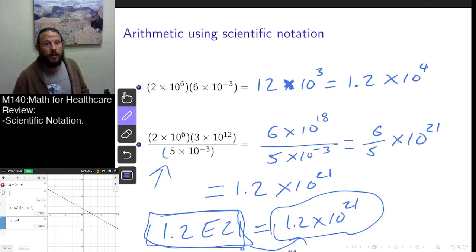Okay, and that's scientific notation. I think we'll be ready. Next up is looking at some linear equations and learning how to think about them as functions.